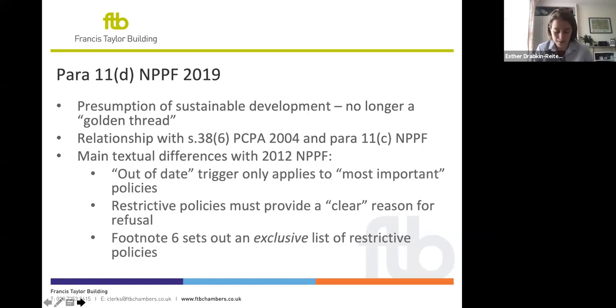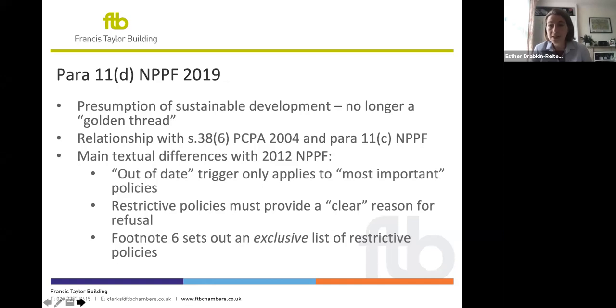As I've already mentioned, paragraph 11C emphasises the closer link between the tilted balance and the development plan. The development plan remains very much the starting point for all planning decisions. And as we will see from the case law, just because the tilted balance applies doesn't mean the development plan has no role to play.